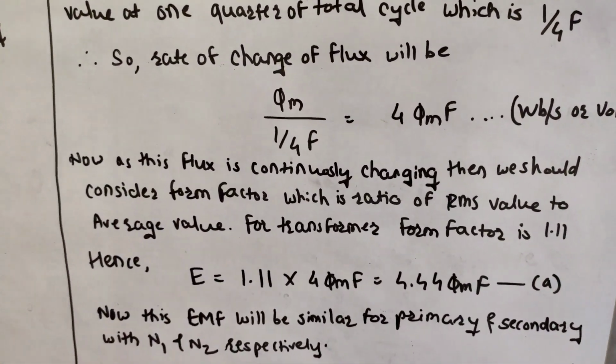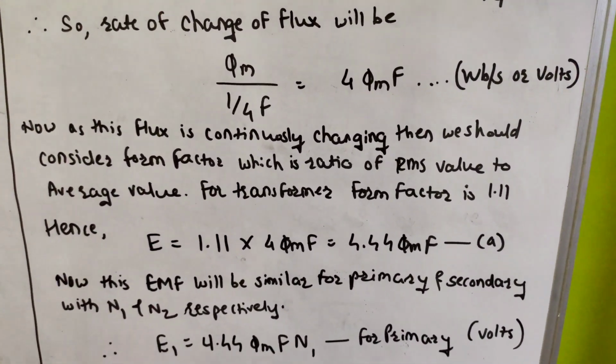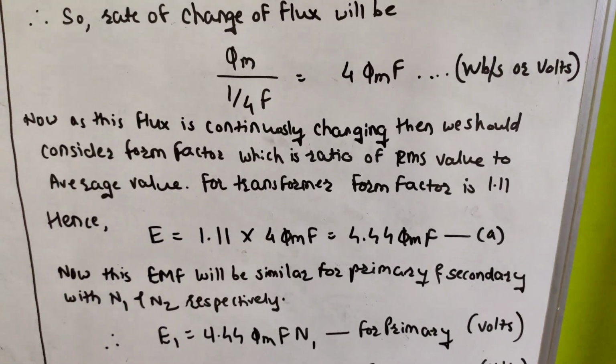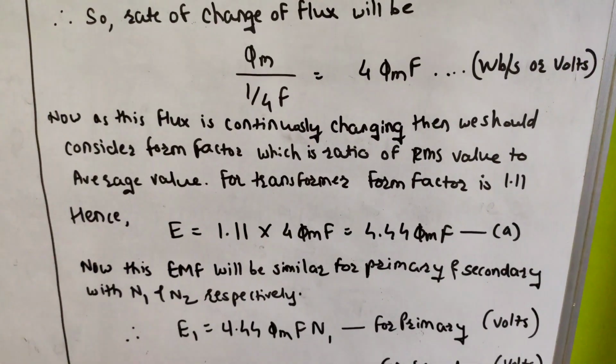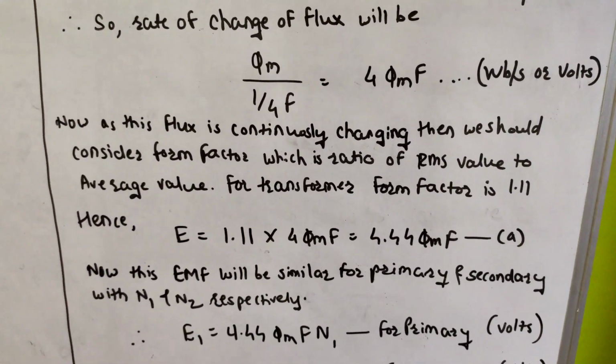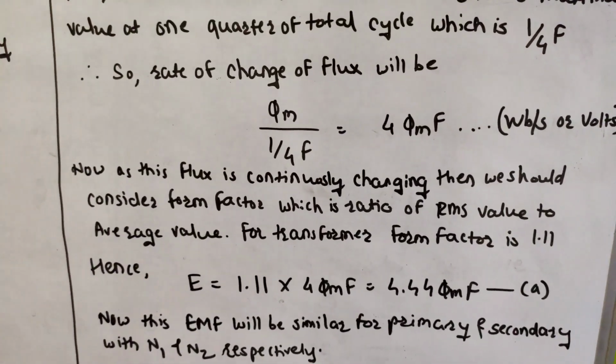Now, as the flux is continuously changing, we should consider a form factor, which is the ratio of RMS value to the average value. And for a transformer, the form factor is 1.11. Okay, we got the rate of change of flux.